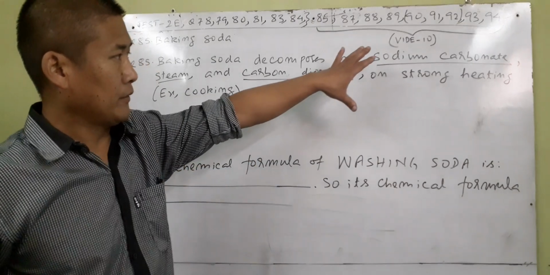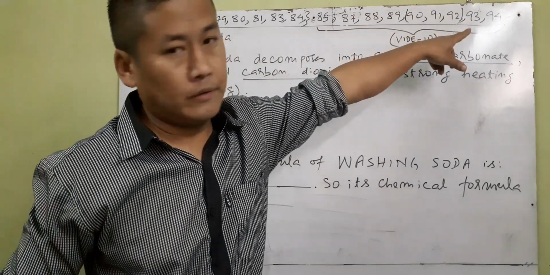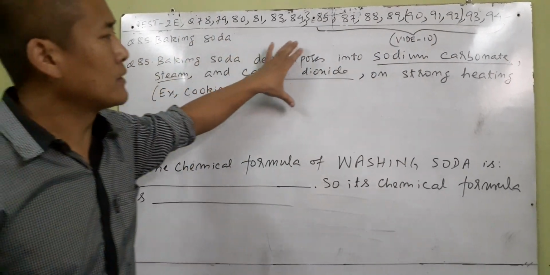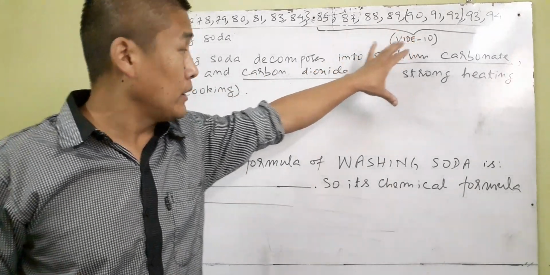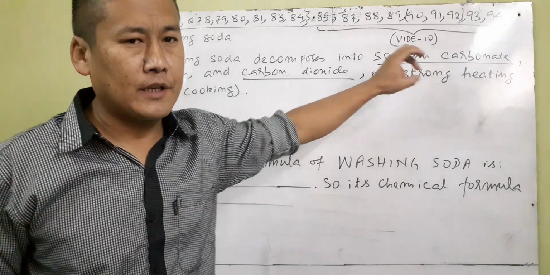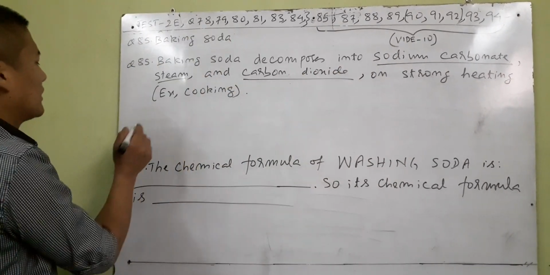Okay, so next, video 10, covering the test 2E portion from 85 to 94. Okay, so here, 85: Baking soda decomposes into sodium carbonate, steam and carbon dioxide on strong heating. For example, when you are cooking, how does this happen? Let us see in the form of a chemical equation.